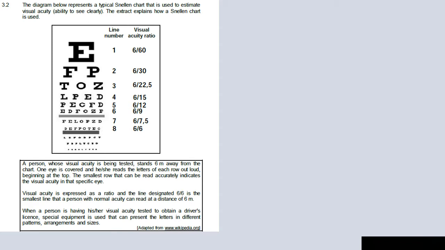Visual acuity is expressed as a ratio, and the line designated 6-6 is the smallest line that a person with normal acuity can read at a distance of 6 meters. When a person is having his or her visual acuity tested to obtain a driver's license, special equipment is used that can represent the letters in different patterns, arrangements, and sizes.